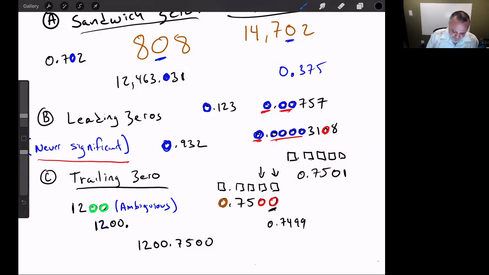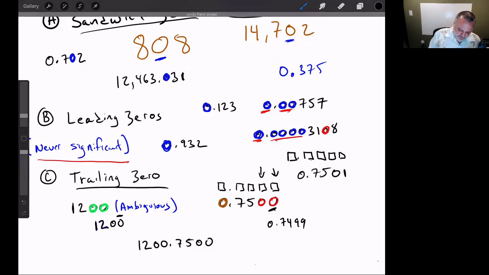Another common method is to use a line. Just the same in math, we use that line to signify repeating values. In chemistry, we can use the line to represent where the significant digit is. If we put the line there, then we're saying that that zero with the line is significant. And then the other zero becomes sandwiched, so it's also significant.